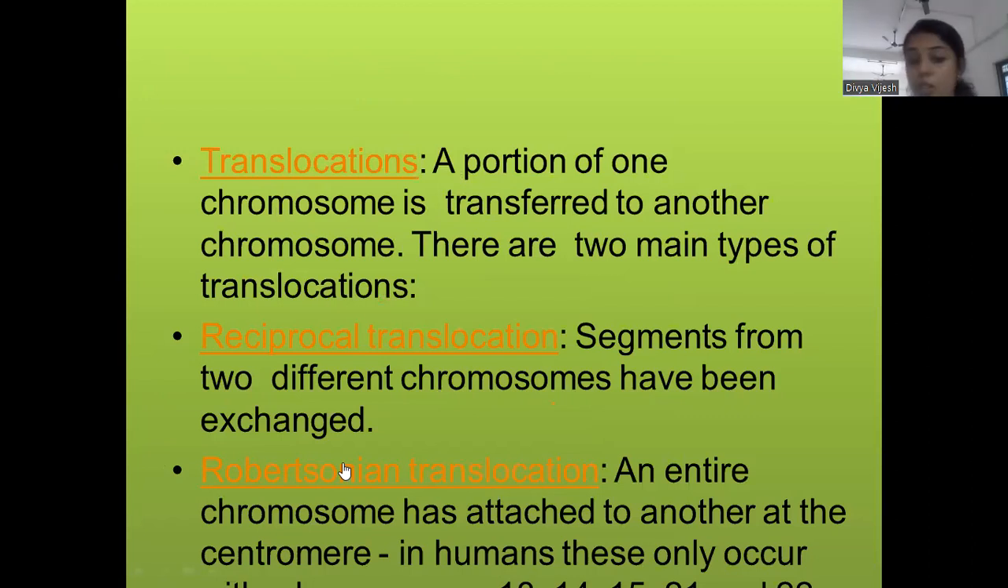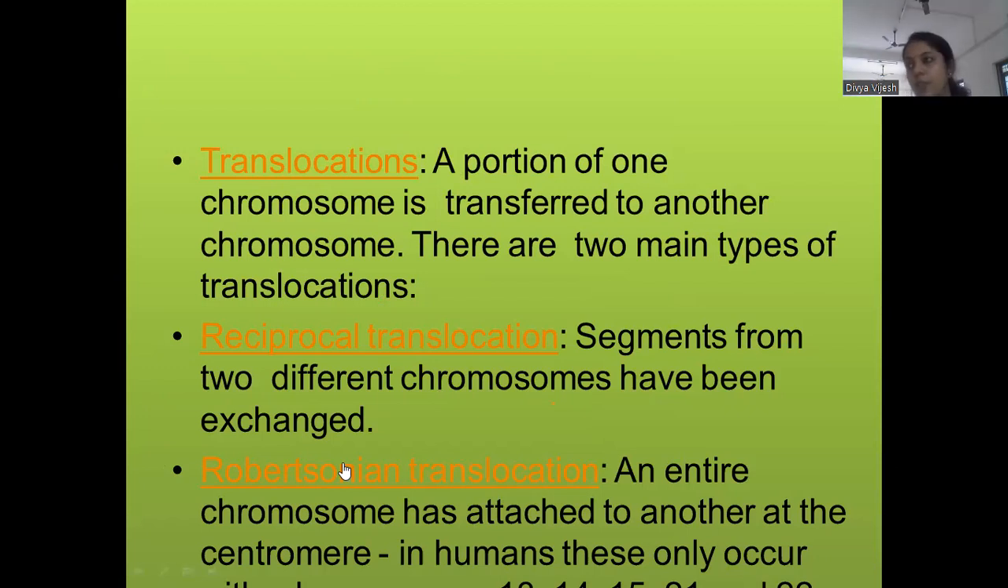Then coming to translocation, there are two types of translocation, that is reciprocal translocation and Robertsonian translocation. In translocation, a portion of one chromosome is transferred to another chromosome. So there are two main types of translocations: the reciprocal translocation and the Robertsonian translocation.